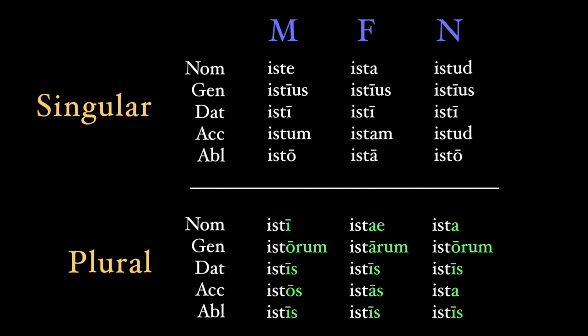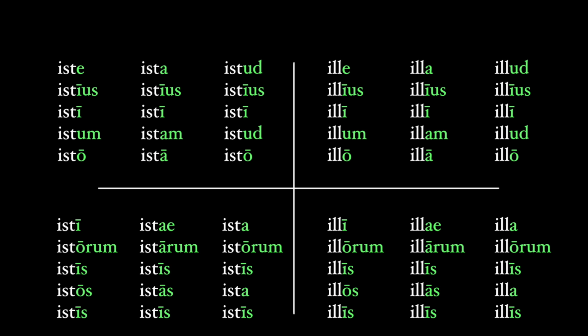These are the first and second declension endings, but with an ist in front of them. I for the nominative plural, orum and arum in the genitive, is for the dative and ablative, and os, as for the accusative. And how about this? Iste, ista, istud is identical to ille, illa, illud. All you have to do is replace the ill with an ist. And so that's enough for forms.